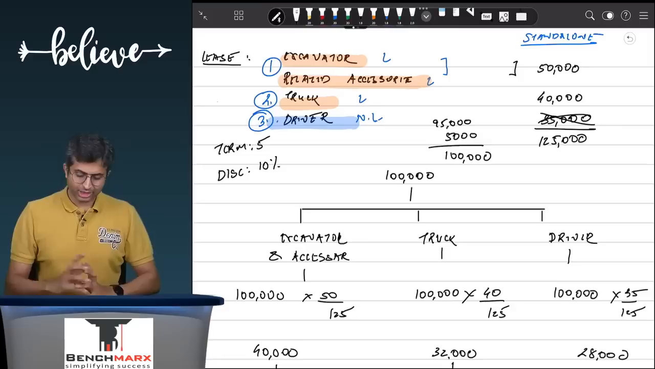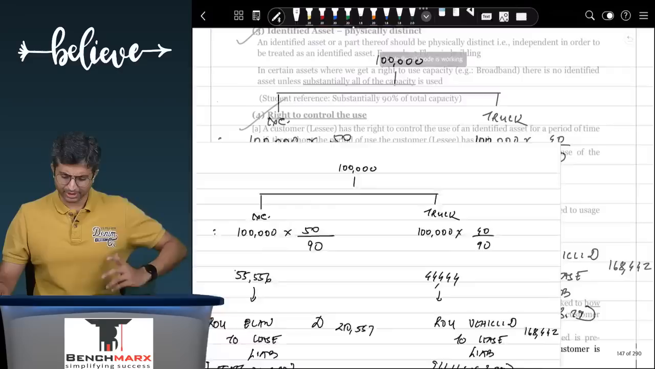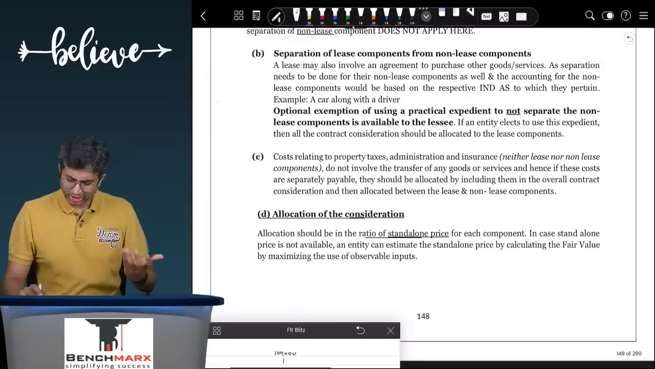So this is about the separation of lease and non-lease components. So this is the second part of the standard where you try to separate the lease and the non-lease components. You can just glance through that when you have time.